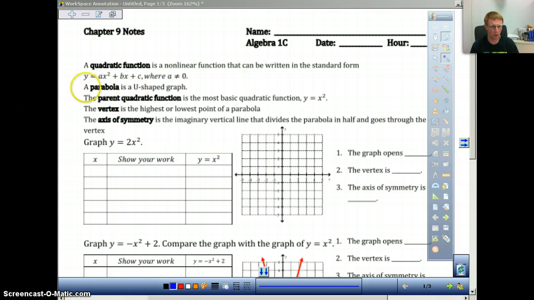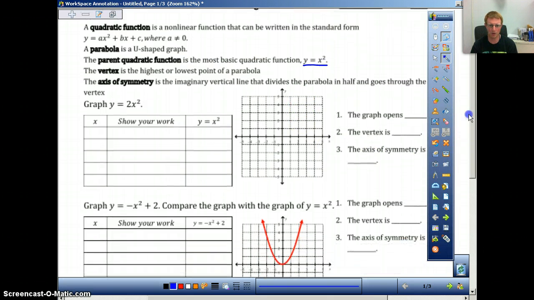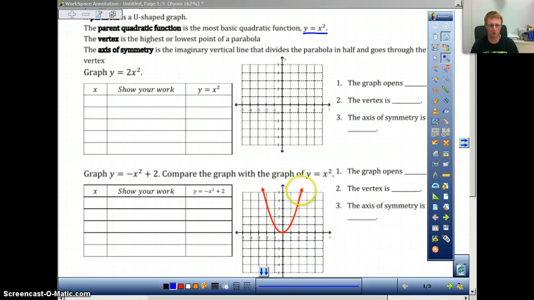So also we call a parabola a U-shaped graph. Any quadratic function will give us a parabola as a graph. The parent quadratic function is going to be the most basic, and it will be y equals x squared. That is a simple y equals x squared parabola that goes right through the origin. You'll see it down on this graph right here. That's a parent function. That's what a regular parabola looks like, y equals x squared.